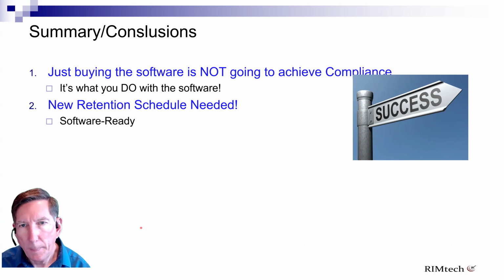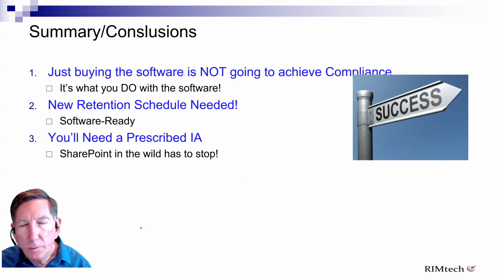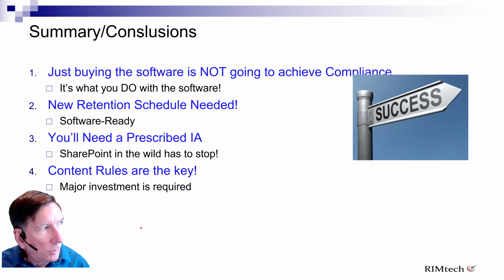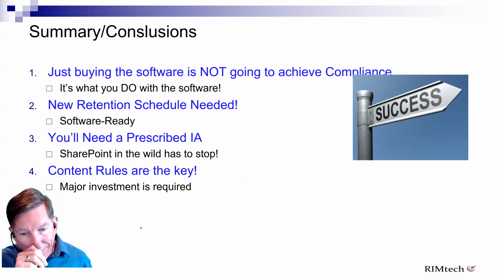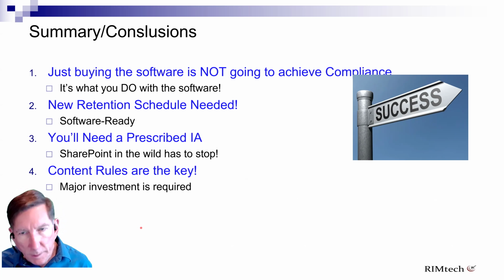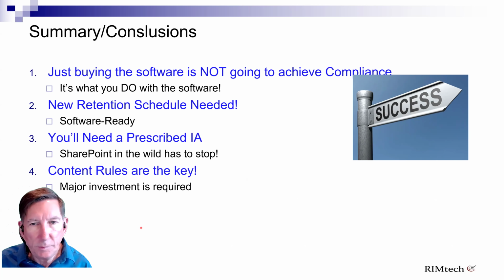No question about that. Number 3, you'll need a prescribed information architecture. And yes, we have YouTube videos on how to do that. What is a suitable IA for an EDRMS project? And don't forget the content rules. They're the absolute key. No content rules, no compliance. And that requires a major investment. To do them by hand properly, for about 1,000 users would take you approximately 100 days if it's Purview, 50 days if you're not.